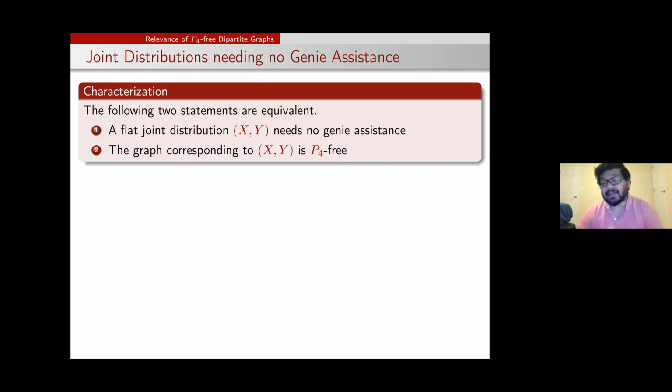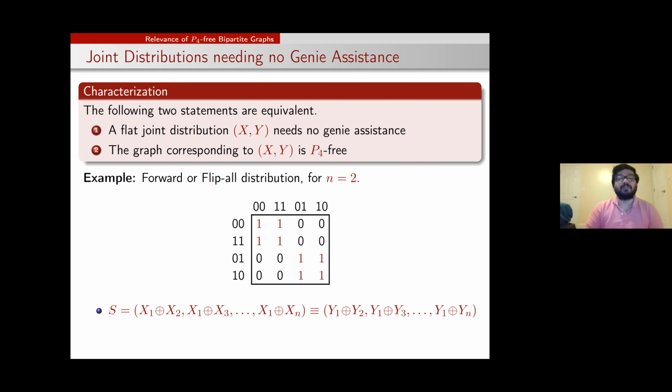So here is a characterization that we provide in our paper. Suppose there is a joint distribution XY and it needs no Genie's assistance. Then this is equivalent to the graph corresponding to X and Y being P4-free. Let's take this example of forward or flip all for n equal to 2. In this case, there are 2 connected components, the first one and the second one. So the secret key is the identity of the connected component.